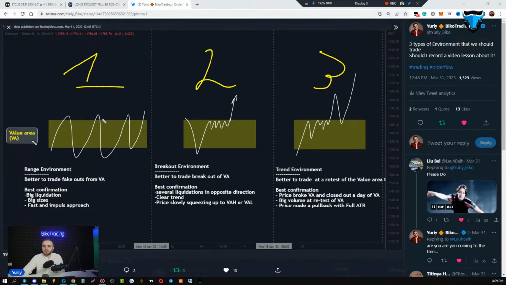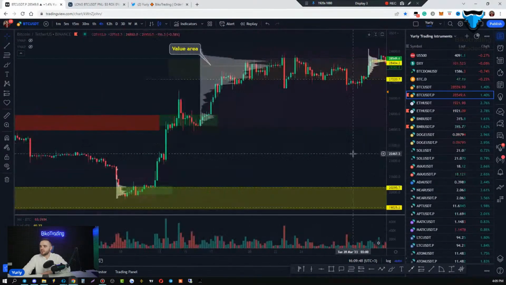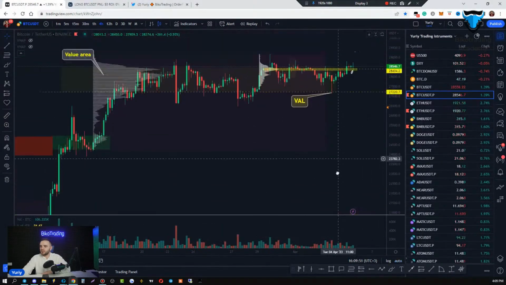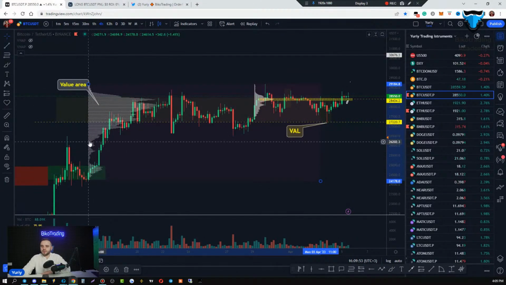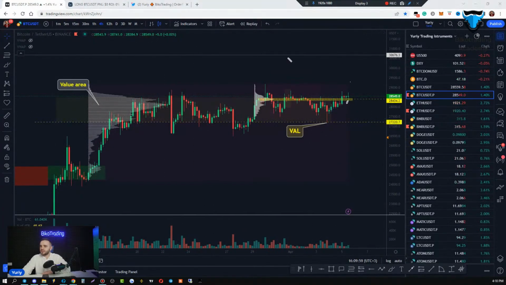What do I mean by range environment? Quite often, you will see the price moves like this. Let me show you with this example on BTC. Do you see that when we open this volume profile indicator, the price of BTC here is the biggest part of volume, and have a look how price moved around this volume so many times. Have a look. This is called a range environment.